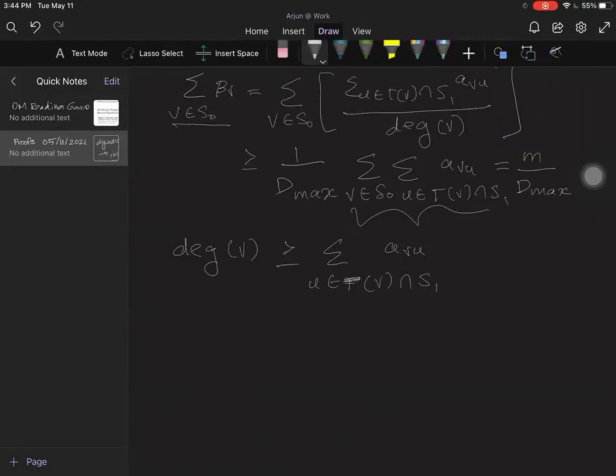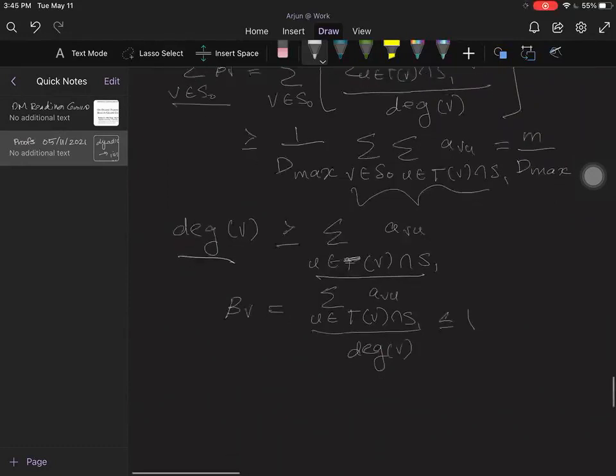And so then going back to beta V, being this sum here, the weights of all the links that are inter over the total degree for the node V, clearly, because this term is greater than or equal to this term, this beta V is going to be less than or equal to 1.